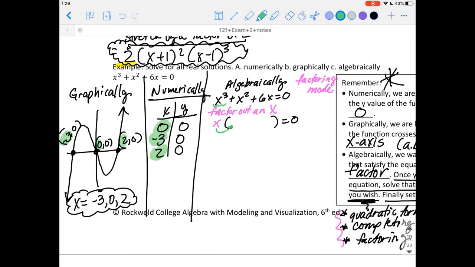And so x times what gives me x cubed? It's going to be x squared. X times what gives me a plus x squared? It's going to be plus an x. And then x times what gives me plus 6x? It's going to be plus a 6.